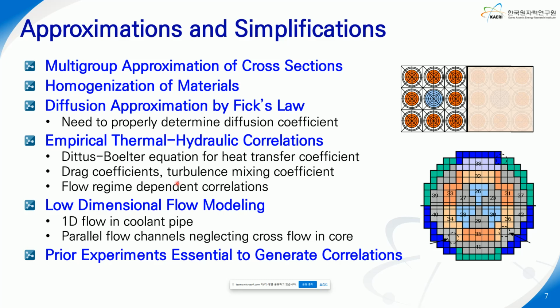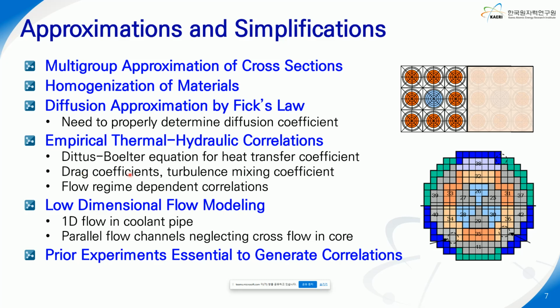Therefore, several approximations and simplifications were introduced in the conventional reactor calculation. Multi-group approximation of the cross-sections, homogenization of materials in the unit of assembly, and the diffusion approximation are those introduced in the neutronics side. In the thermal hydraulics side, various empirical correlations, such as Dittus-Boelter equation for heat transfer coefficient, drag coefficient, and turbulence mixing coefficients are introduced.